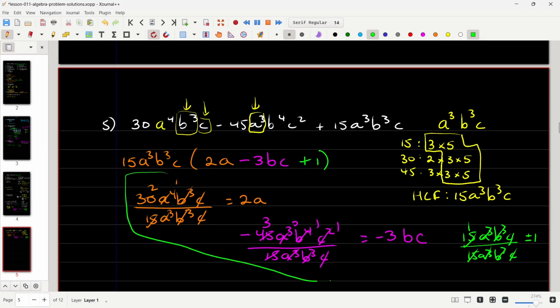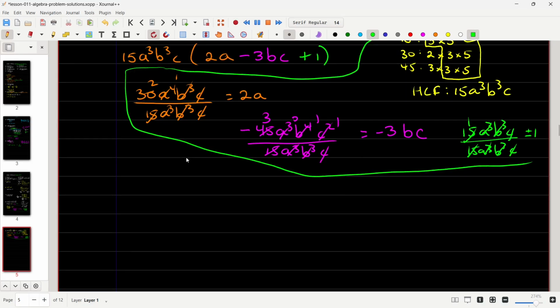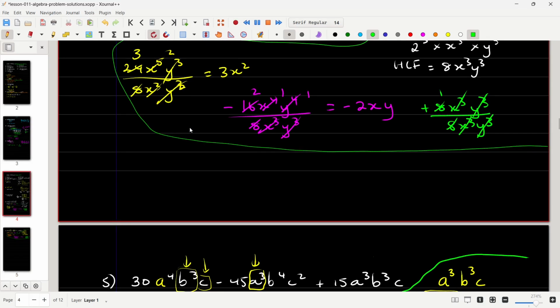And again, all of this here is done mentally. Right? All of that is done mentally. If you can't do it mentally, again, just work with what you can do. All right, and that is that factorization.